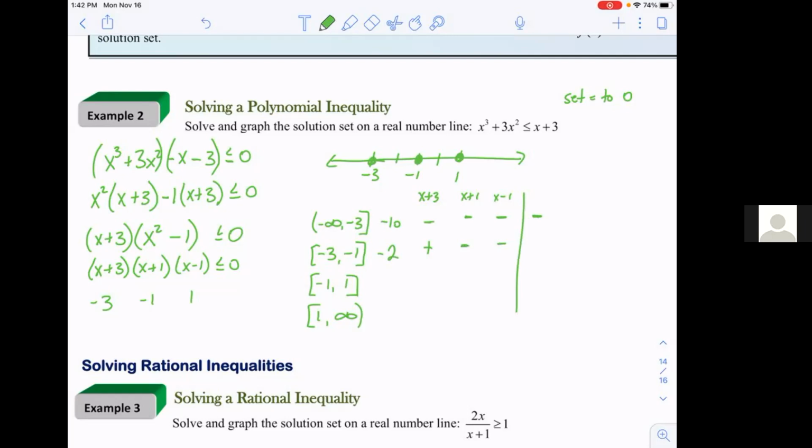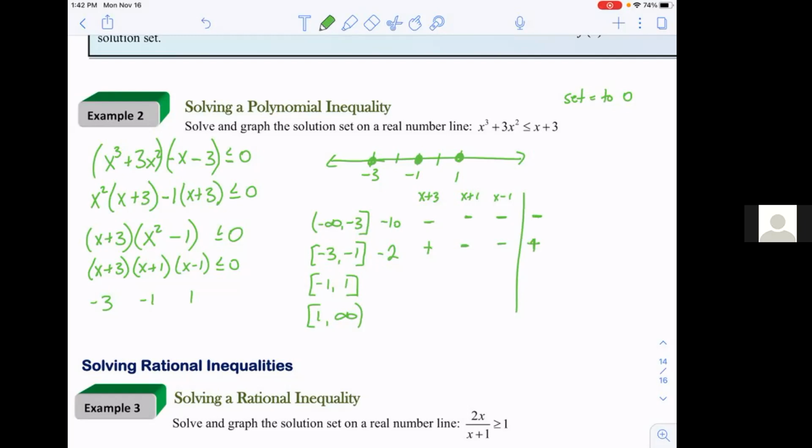We're taking negative 2 and we're putting it in for x. Negative 2 plus 3 is a positive 1. Negative 2 in for x, negative 2 plus 1 is a negative 1. Negative 2 in for x, negative 2 minus 1 gives me a negative 3. So a positive and 2 negatives is going to leave me with a positive.